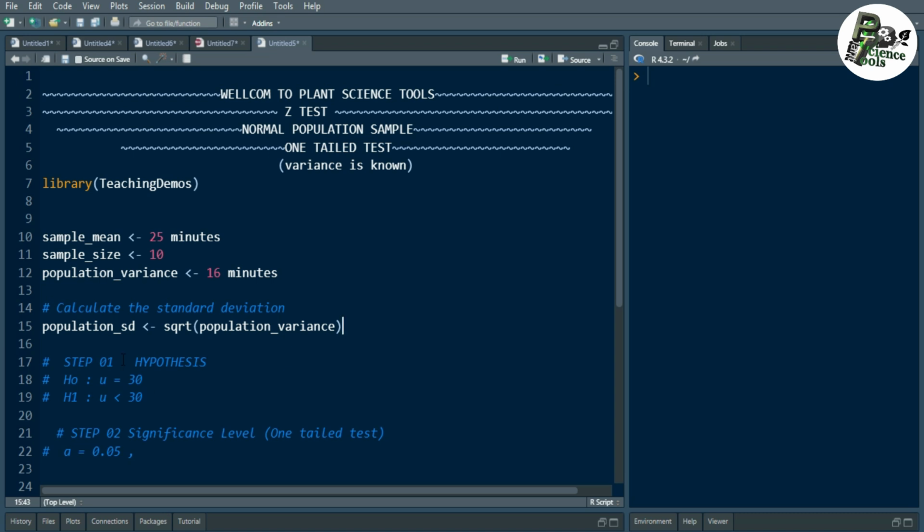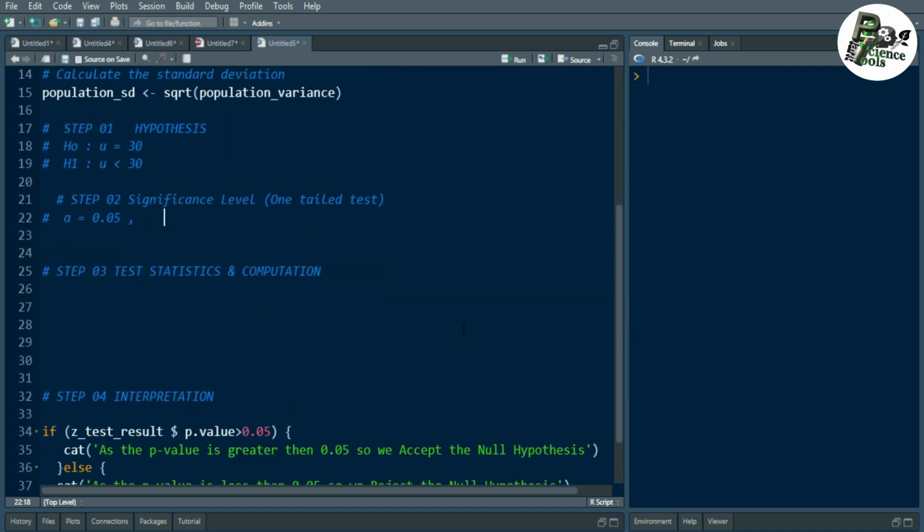Next, step 1 is to formulate the hypothesis, which I already discussed. Step 2 is the significance level, which in this question is given as 0.05. Step 3 is the test statistic. As you know, in this case we will use the z-test. For the computation, first we will create a variable z-test result and then apply the function of the z-test.